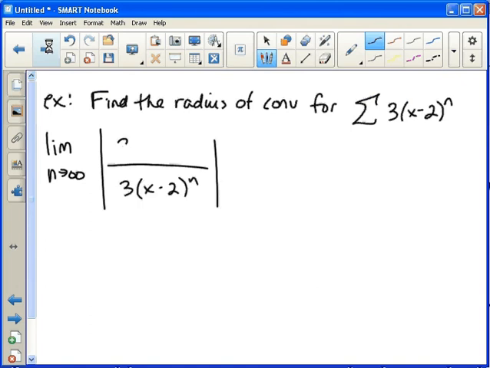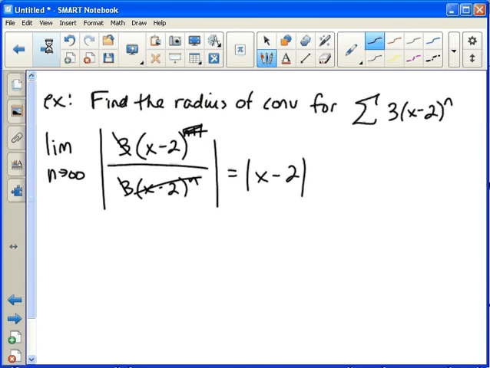So that means the 3 cancels out, and all of the x minus 2's cancel out except for 1, so it gives me the absolute value of x minus 2. Now there's nothing I can do to simplify this. There's no way I can pull that negative 2 out because I have to subtract before I do the absolute value, so I have to just leave that as it is.